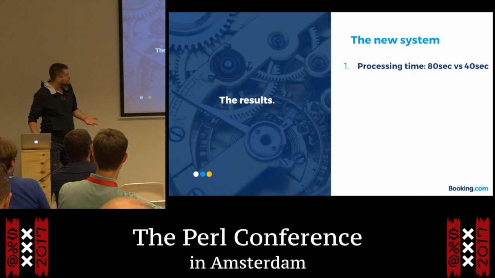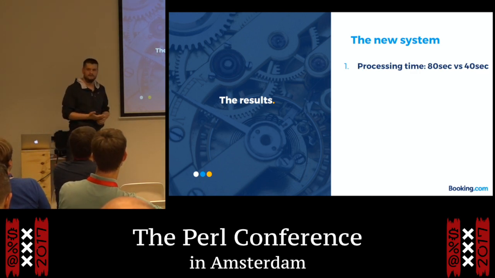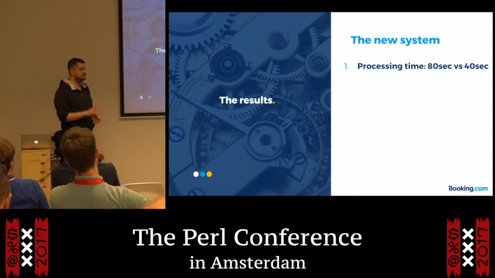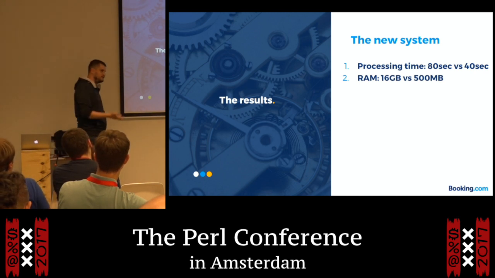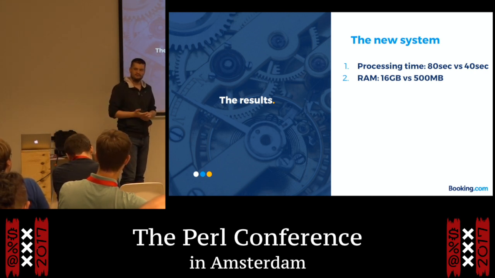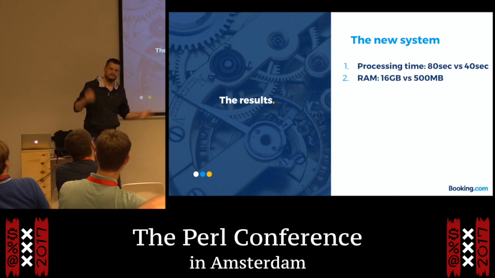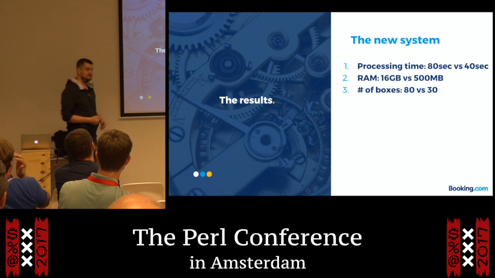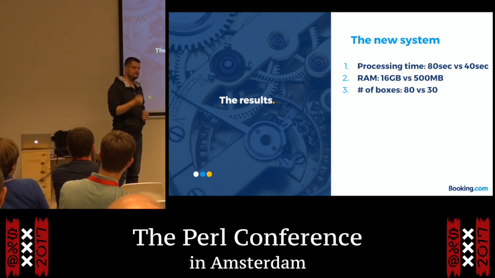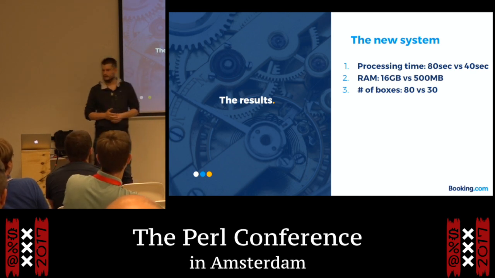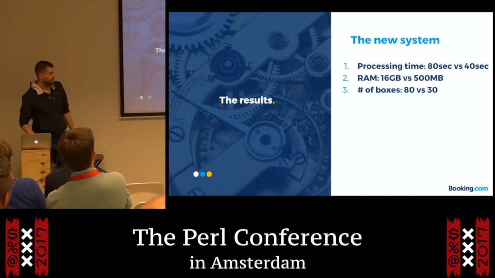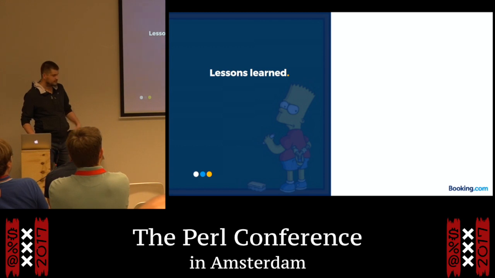So in the end, what did we get? The processing time, as I already told you, dropped by 2. It's from 80 seconds to process 1 second, to about 40 seconds to process 1 second. The amount of RAM we need to process 1 second is almost negligible. And we were able to reduce the number of machines we need, both because we now process faster and because the machines are more powerful. So from a cluster of 80 machines, we went down to a cluster of 30 machines. That's the end of the story.